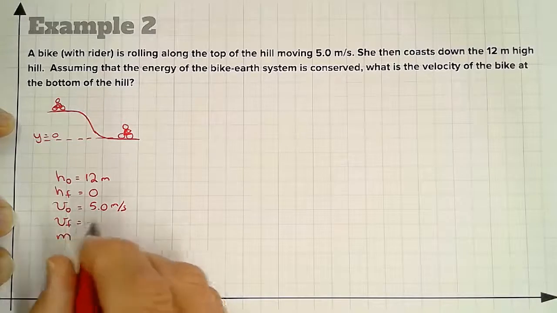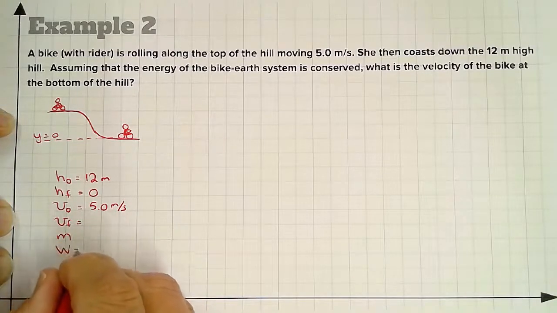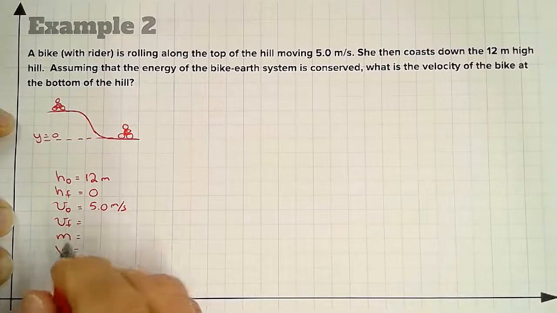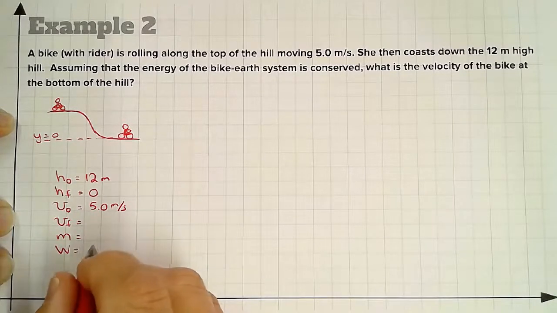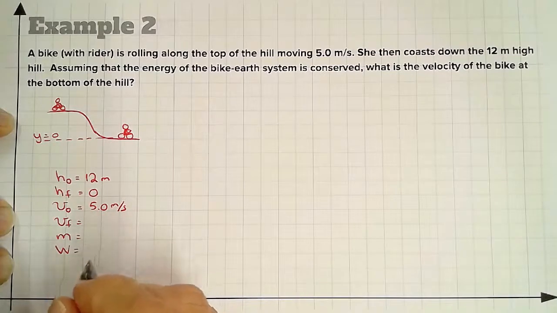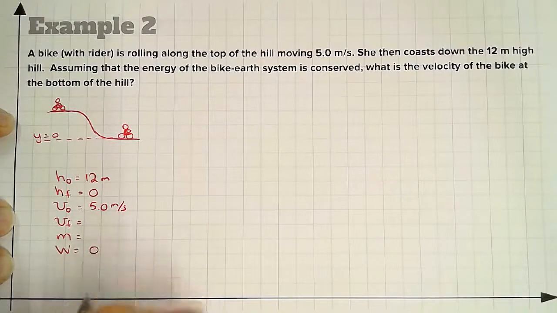We are not told the mass of the bike rider, but we are told that the energy is conserved, so no energy is added to the system or removed. So this means she coasts. She doesn't pedal. If she were to pedal, she would have converted chemical energy stored in her muscles to kinetic energy. So we're going to have 0 here.